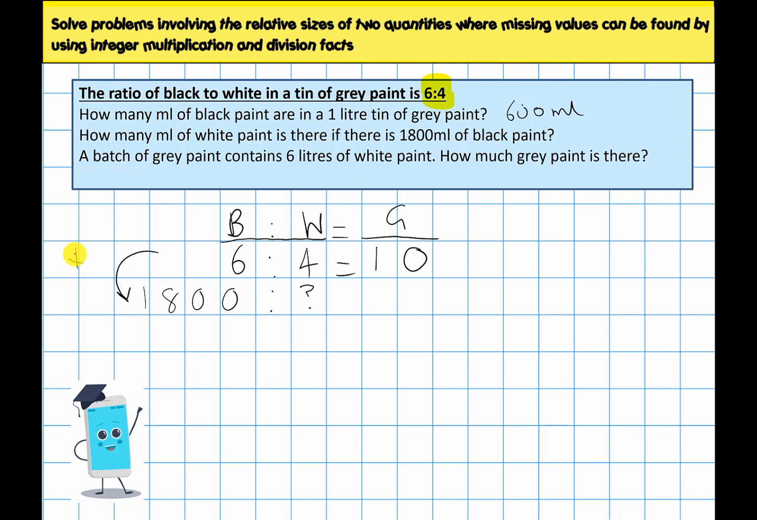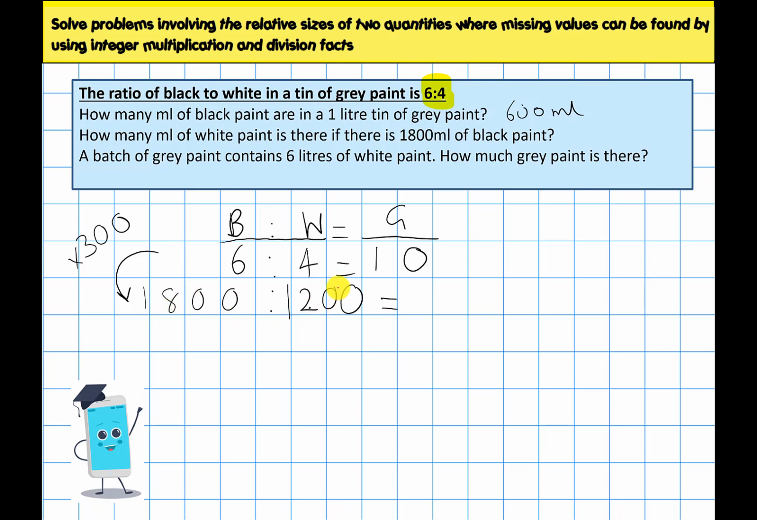What am I multiplying 6 by to get to 1800? Are there any numbers in here you can spot? There's an 18 here, and 18's in the 6 times table. 6 multiplies by 3 to get to 18, and 1800 is the same as 18 with two zeros. So it's 300. I've had to apply the scale factor of 300 to get from there to there. So I need to do the same to every other part of my ratio. So 4 times 300, if I know that 4 times 3 is 12, then 4 times 300 is 1200.